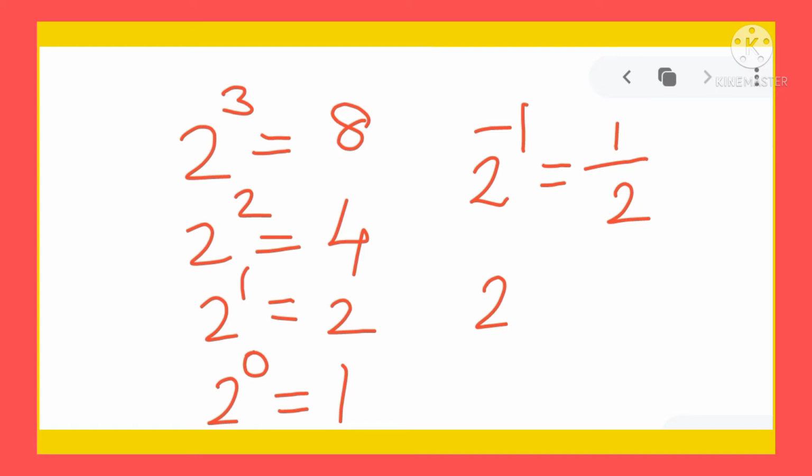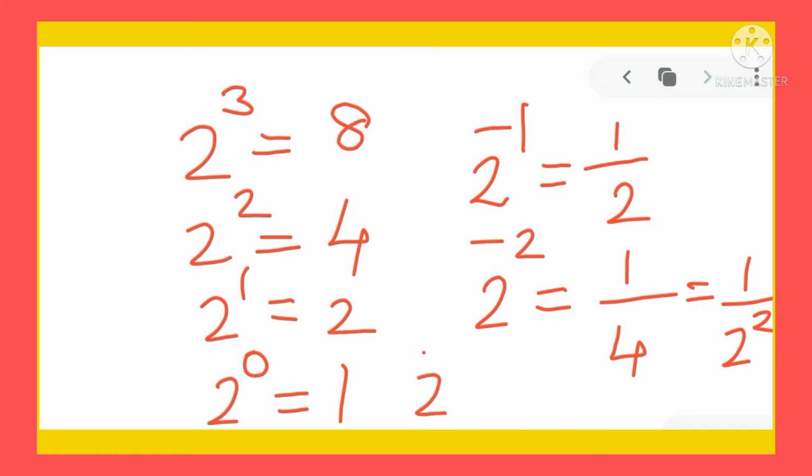Then 2 raised to minus 2. What is it? Again we want to divide 1 by 2 by 2. It is 1 by 4. Since 4 is 2 square, we can write it as 1 by 2 square. And the same way we can write 2 raised to negative 3 is equal to 1 by 2 cube, which is equal to 1 by 8. This is the way we can write the negative powers.